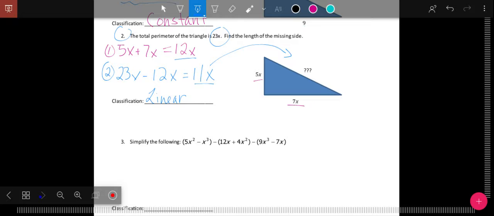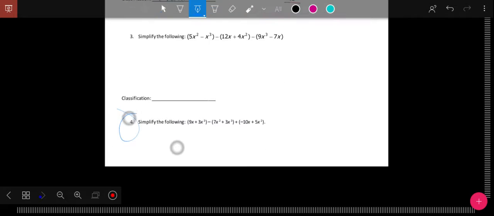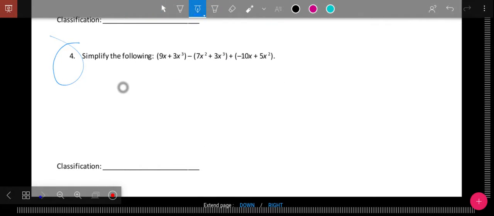All right, last one, because we're not going to have time to do all of them. I want to pick number 4. We're going to do number 4 today. So looking at this one, it says simplify the following. We have 9x plus 3x cubed minus 7x squared, plus 3x cubed, plus negative 10x plus 5x squared.